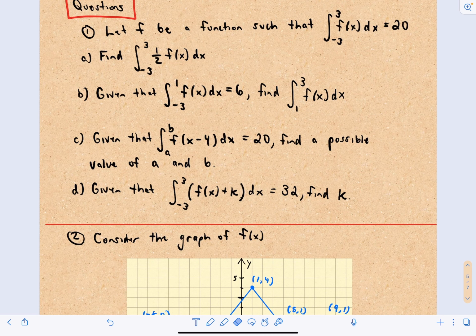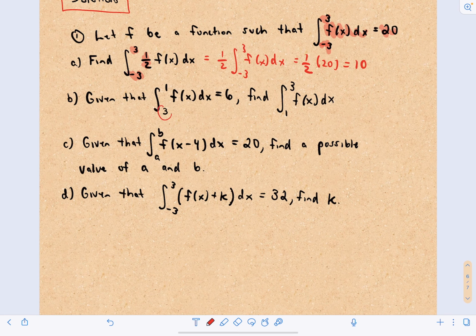Let's see. Whoops, I think that should just be a +3. So notice we're just going from 3 to 1, and now we're going from 1 to 3. So we're just flipping our limits of integration. That's just going to change the sign on our original value. So the integral from 1 to 3 of f of x dx is equal to negative the integral from 3 to 1, and we've got that is equal to -6.